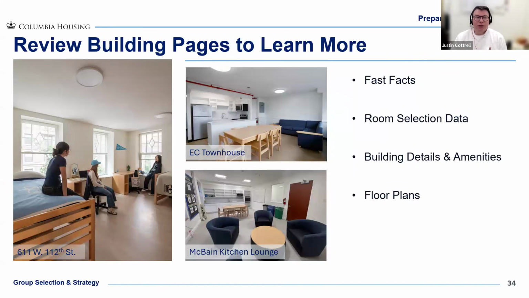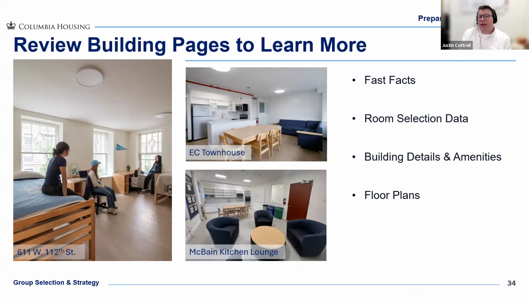Now, let's talk about the building pages. Each building has its own page on our website to help you learn more. Look at the fast facts section to understand top line items for the building, like whether or not you need to be part of a group to select into it and how bathrooms are cleaned. Look at the room selection data to see which students selected into the building last year. You can also see building details and amenities sections to make sure the building offers what you're looking for, things like air conditioning and communal spaces within the building.